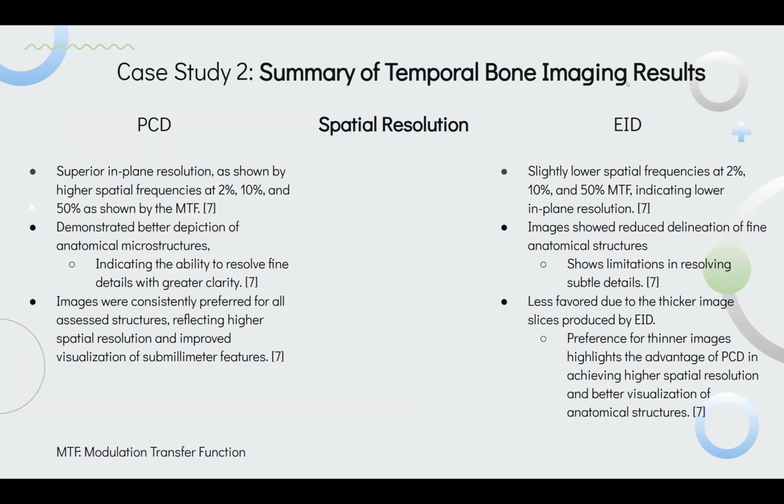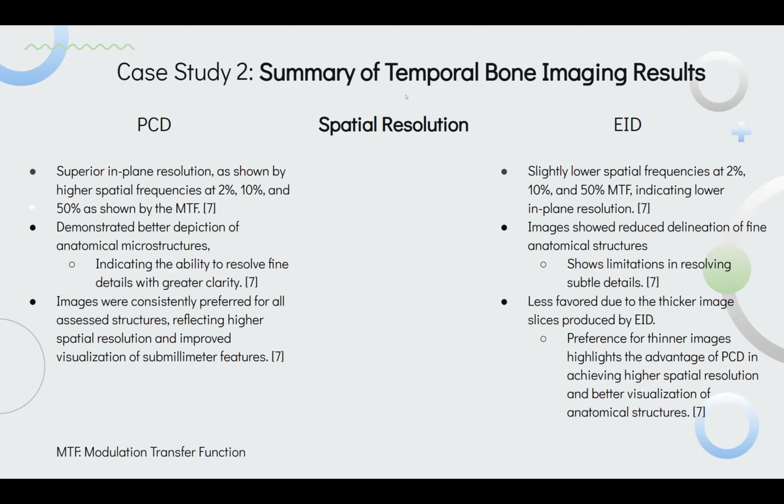And continuing with the case study, here are some of the key findings in regards to the spatial resolution for the temporal bone imaging. PCD demonstrated superior in-plane resolution, as shown by the curve that we demonstrated in the last slide, which was represented by the higher spatial frequencies at 2%, 10%, and 50%. And it also was able to demonstrate better depiction of anatomical microstructures, which indicates the ability to resolve fine details with greater clarity. Images were consistently preferred for all assessed structures, reflecting higher spatial resolution and improved visualization of sub-millimeter features.